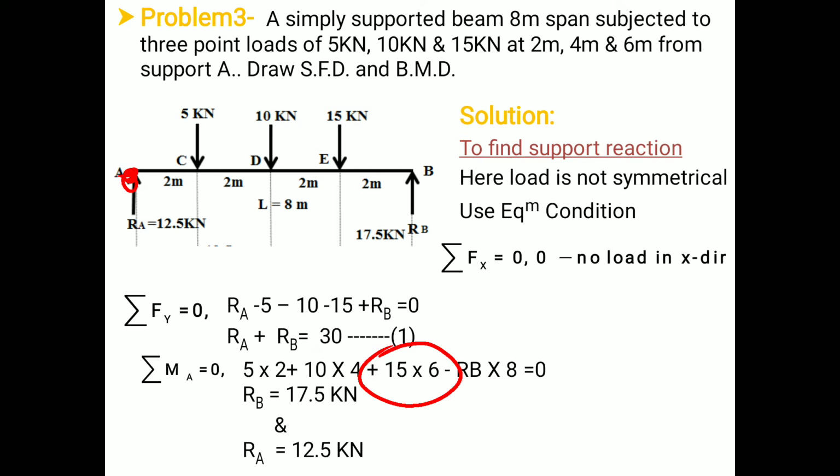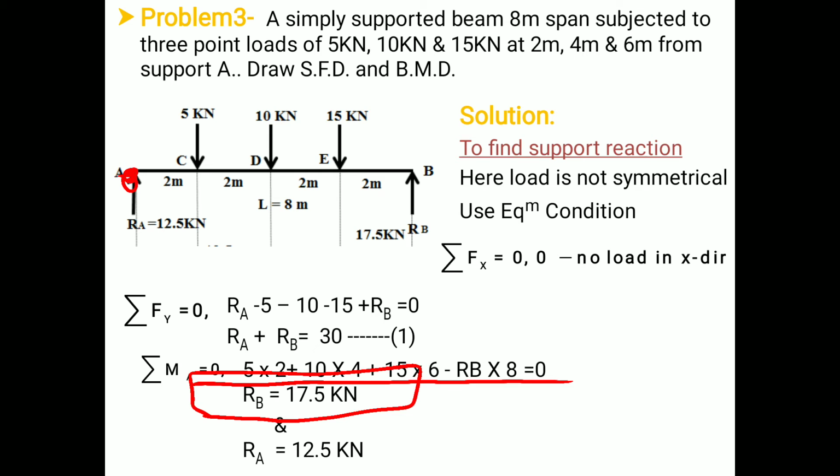As all those forces are acting in clockwise direction with respect to point A, they are considered positive. This RB which is acting in anti-clockwise direction about point A, therefore RB into perpendicular distance, that is 8 meter, will be negative. So RB into 8 will be this one. Therefore the summation of moment at A must be equal to 0. On solving this equation, we have the value of RB as 17.5 kilonewton.